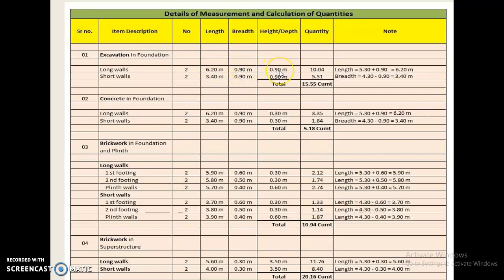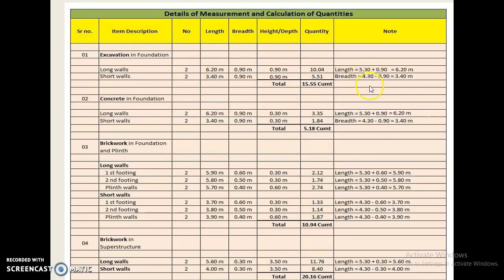And if you check the section, the depth below the ground level is 0.90 meter. You will get the quantity as 10.04 meter cube for the long wall. And there are two more short walls.